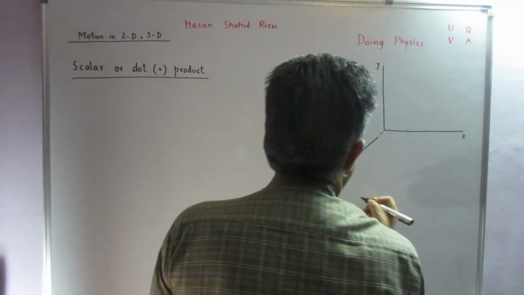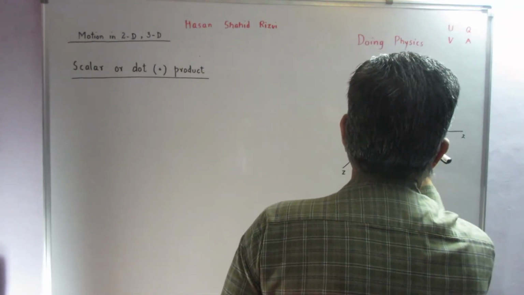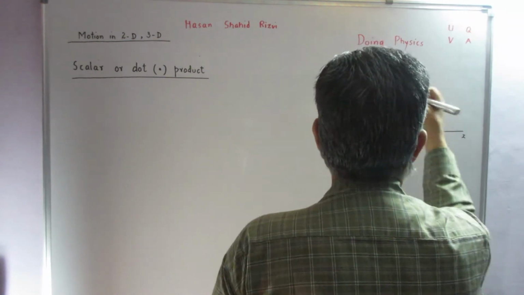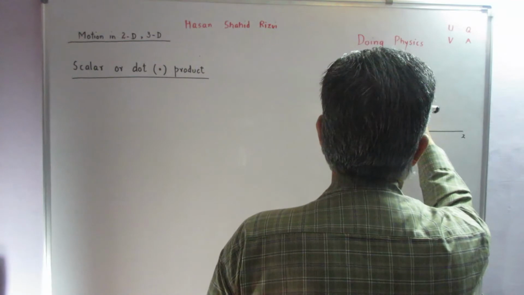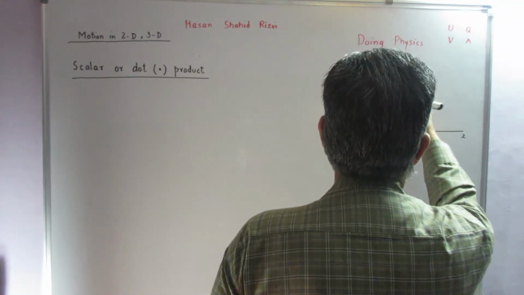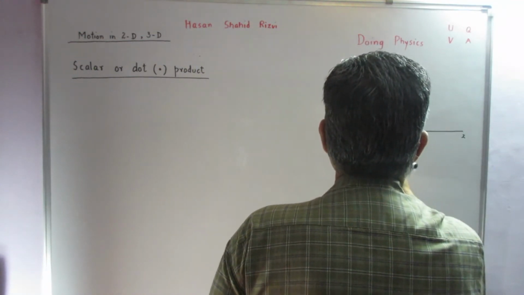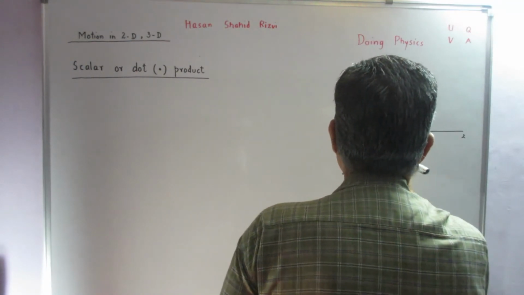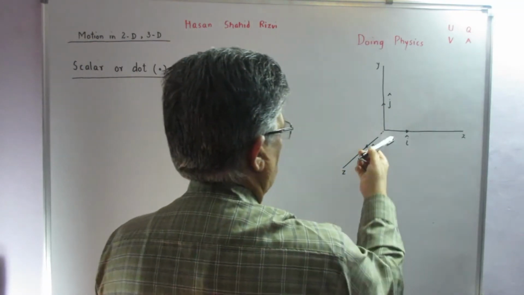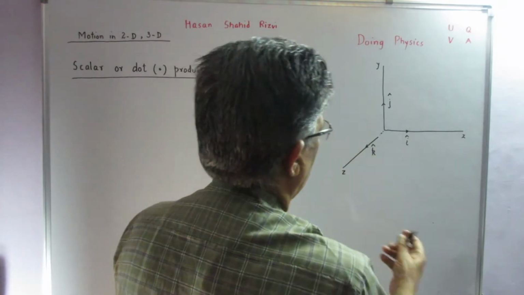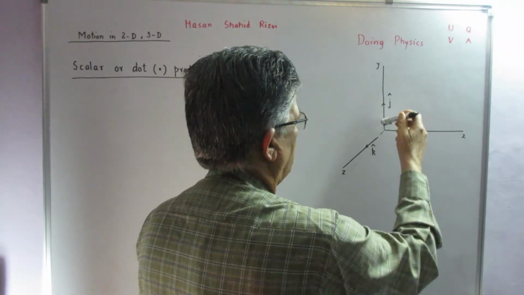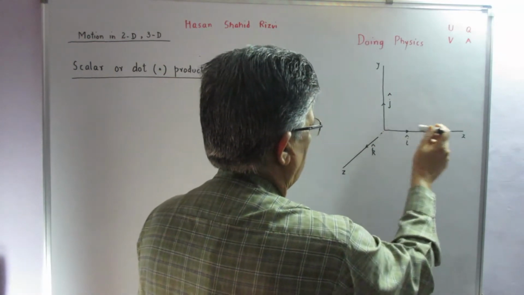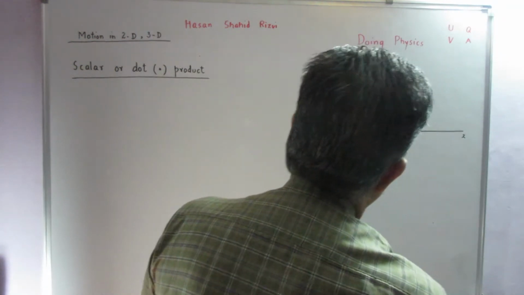Directions are x, y and z, and I have i cap, j cap and k cap as the unit vectors. Of course, the angles between x and y, y and z, and z and x are all 90 degrees.